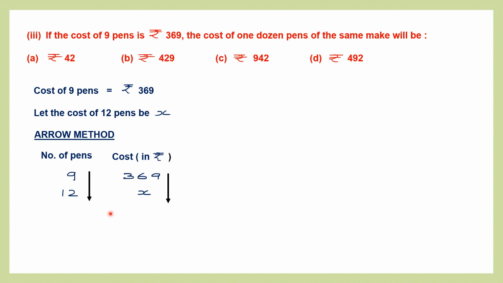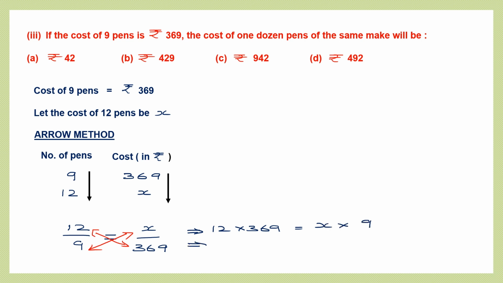Now, to frame your equation here, look at 12 and that is pointing towards the arrowhead. Whatever is pointing towards the arrowhead should be written as the numerator and the other number as the denominator. Similarly, on the other side, it's pointing towards x, the arrowhead. So we write x by 369 and they are equal to each other. Now we do cross multiplication. We multiply these two and these two. So what do we get here? We get 12 into 369 is equal to x into 9.